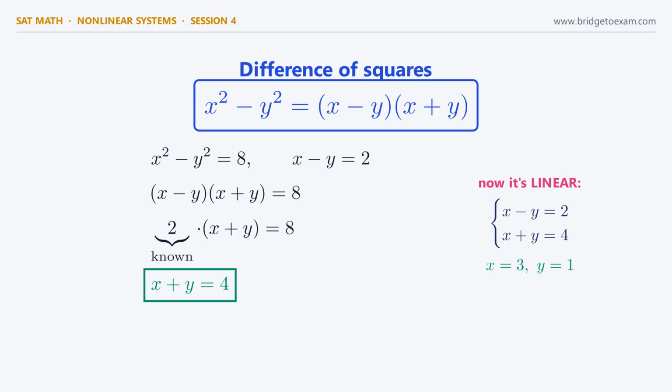Instead, factor the first equation. (x minus y) times (x plus y) equals 8. But we know x minus y, it's 2. So 2 times (x plus y) equals 8. Divide by 2, and x plus y equals 4. Done. One line, and look what just happened. A nonlinear system became a linear one. If you want the actual values, you now have x minus y equals 2, and x plus y equals 4, so x is 3 and y is 1.